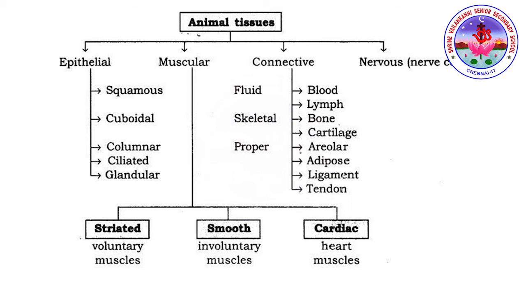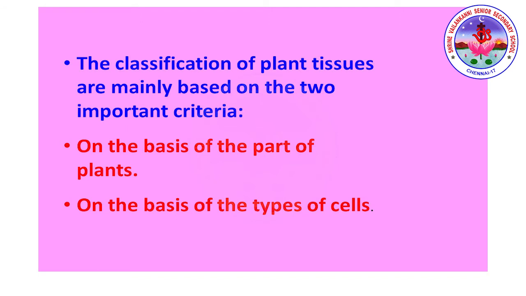That is the nerve cell. The classification of plant tissue is mainly based on two important criteria: on the basis of the part of the plant, and on the basis of the type of cells. So the first one will be the part of the plant and the other one will be the type of cell.